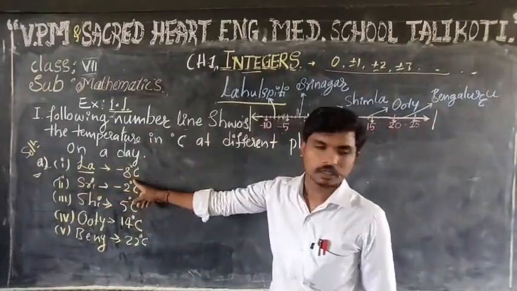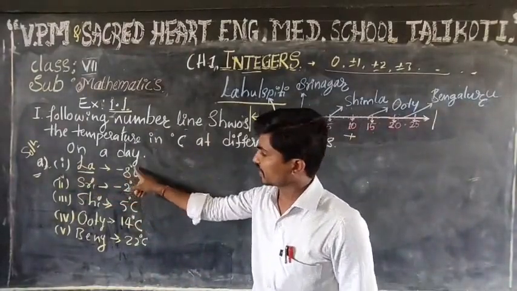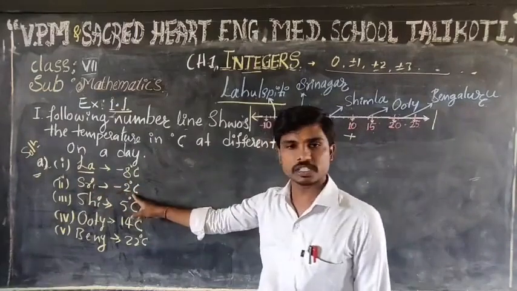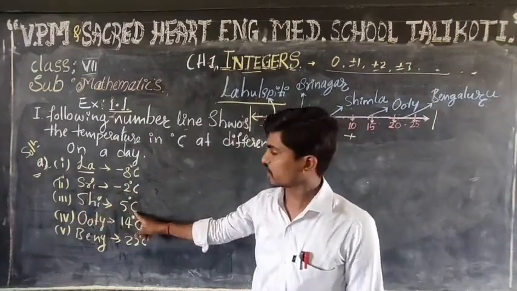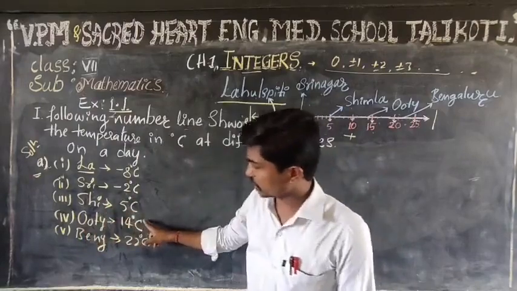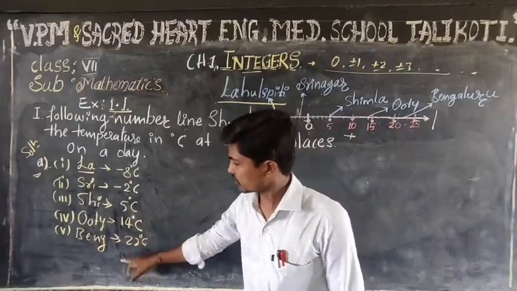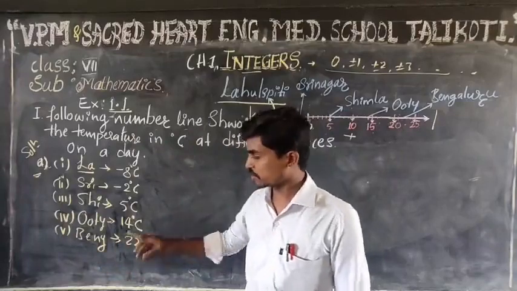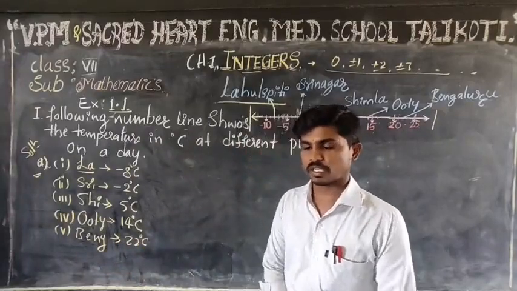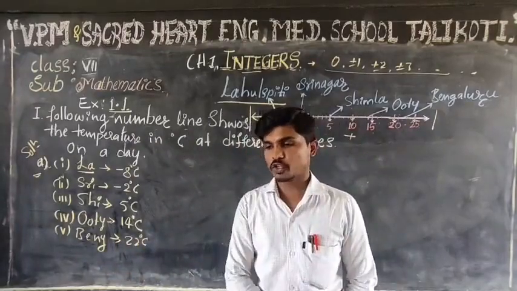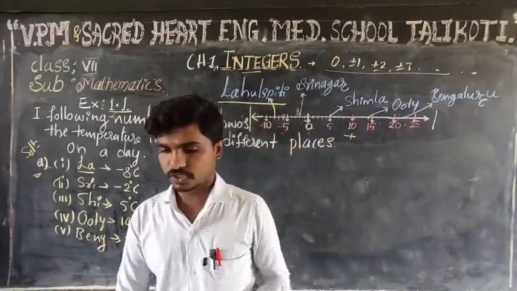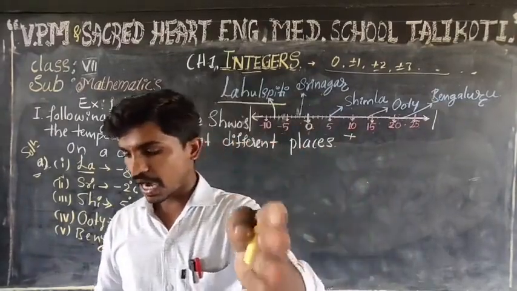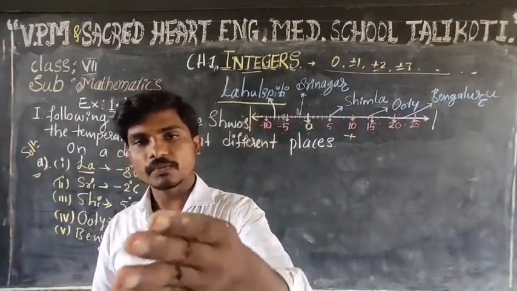I think you are getting my point related to the first main question, part A. Lahul Spiti temperature is minus 8 degrees Celsius. Srinagar temperature is minus 2 degrees Celsius. Simla temperature is plus 5 degrees Celsius. Ooty temperature is plus 14 degrees Celsius. Bengaluru temperature is 22 degrees Celsius. Now coming to part B of the first question. Okay, I will read the question. Just observe it in your book and try to attempt the answer.